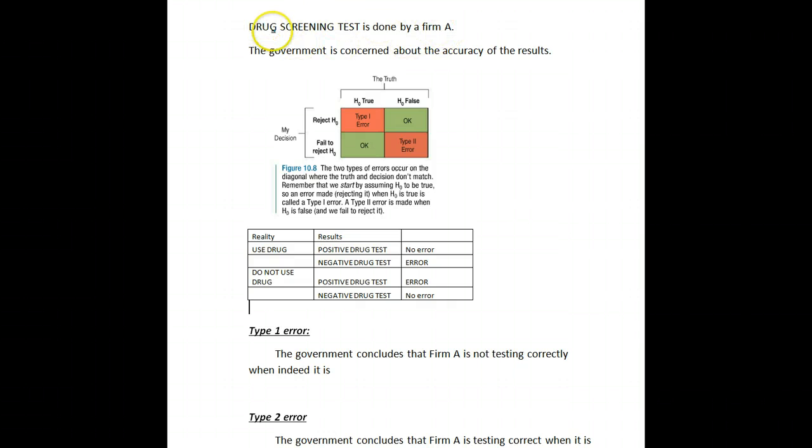So the essence of the business of firm A is that somebody walks in and the reality may be that the person is using drugs, and the result is that there's a positive drug test or a negative drug test. If there's a positive drug test and the person uses drugs, then that's no error. The results work. If there's a negative drug test on somebody who uses drugs, then we have an error.